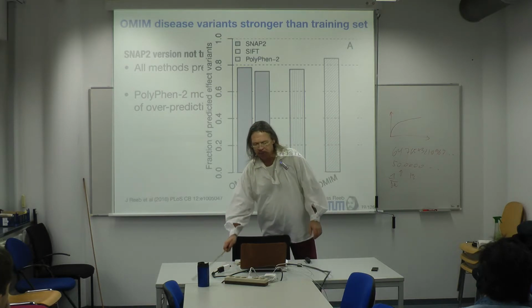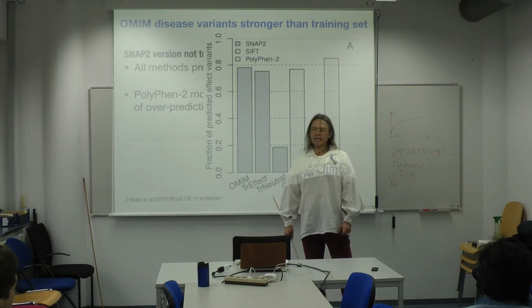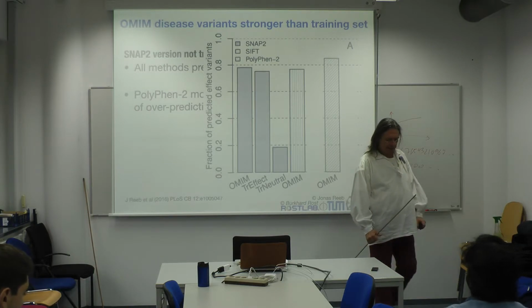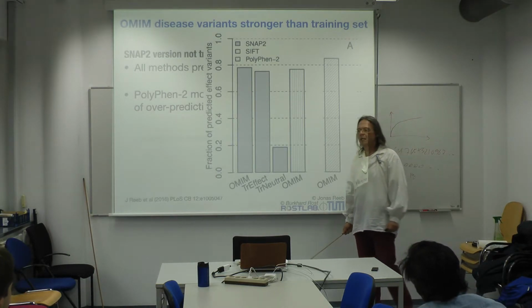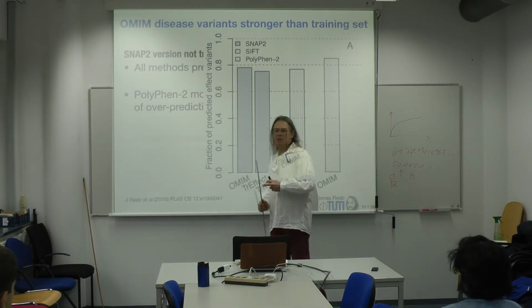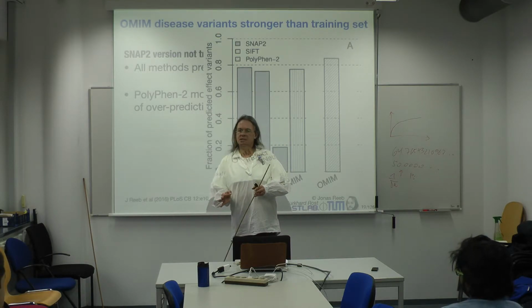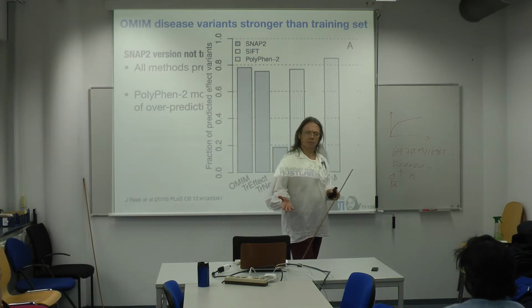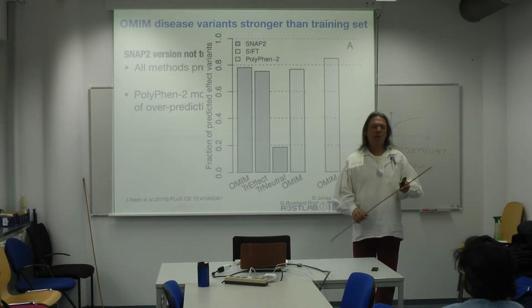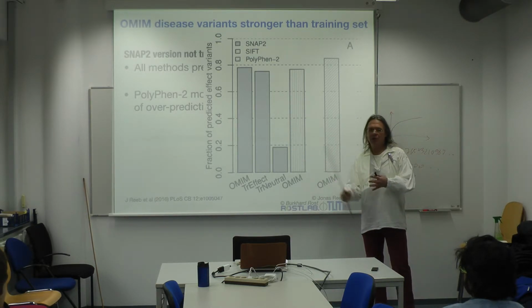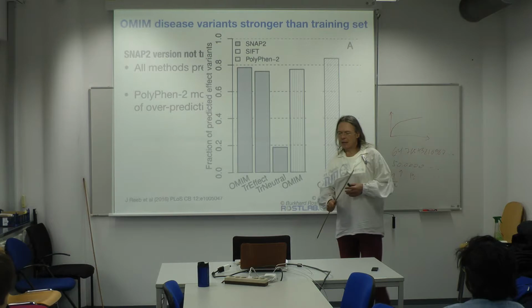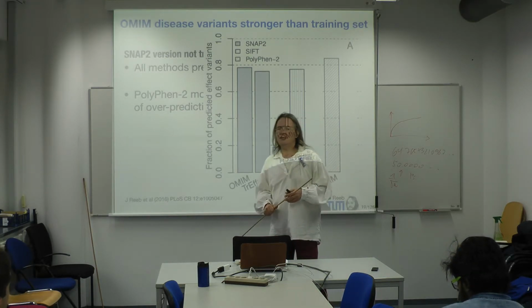Okay. Now, I can use this data, or you can use the same method and ask: OMIM are variants in human, single amino acid variants that cause disease. And I'm going to get a certain value in terms of what fraction of those I predict to have an effect. Okay?